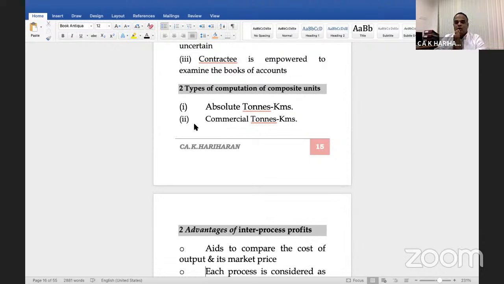Or lorry, vehicle, or goods transport, ton kilometer. How many tons it carries and how many kilometers it carries is called ton kilometer. It can be classified into two types, absolute ton kilometer and commercial ton kilometer. Clear? So it's a very frequently asked question. Okay, Srimadhi, what are the two things? Absolute ton kilometer and commercial ton kilometer. Comfortable? Next.